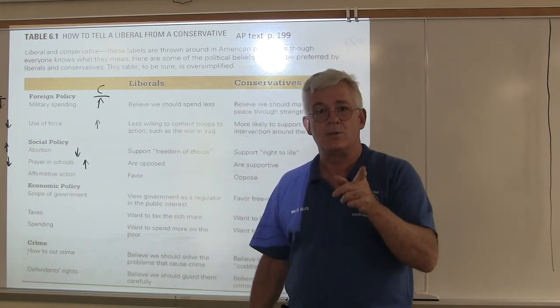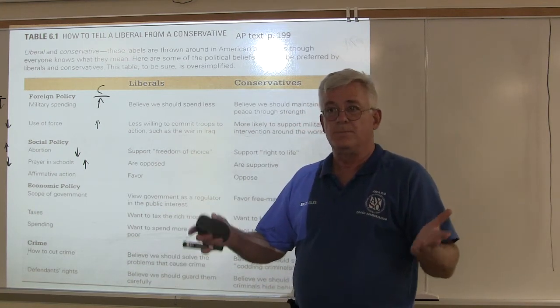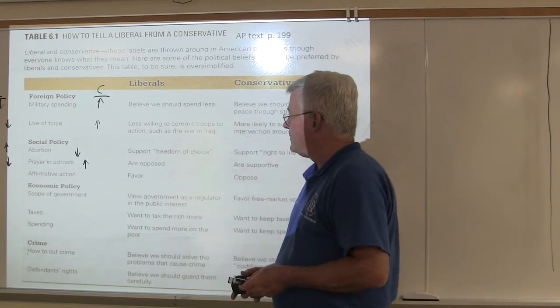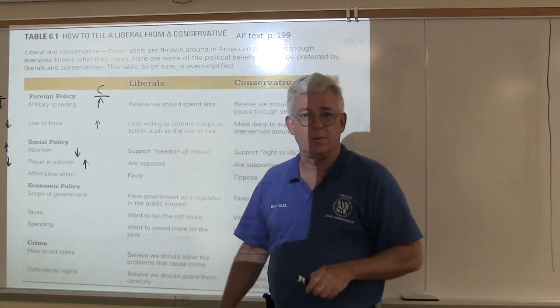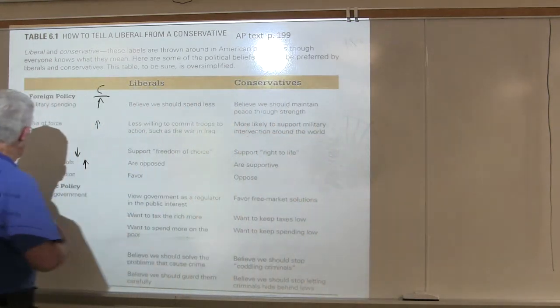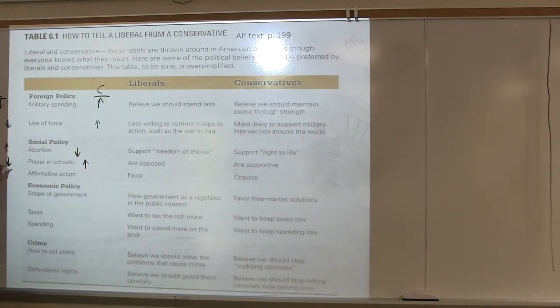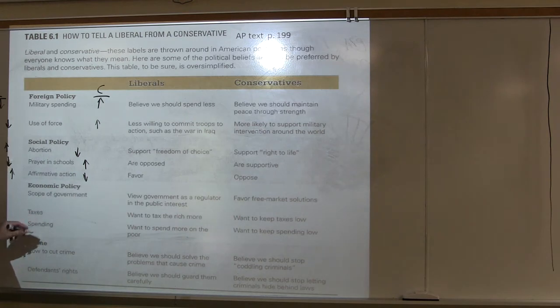On the basis of race, right? And that is arguably unconstitutional, right? AP kids, we're going to get deeply into this topic of whether you can discriminate on the basis of race. All right. Affirmative action. Liberals say yes. Conservatives say no.